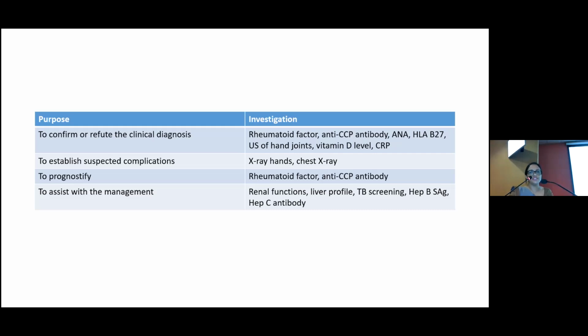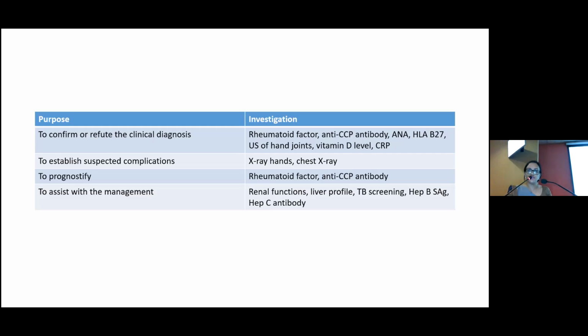To establish the suspected complications, you can do an X-ray of the hands to see whether there are erosions already set in. And given that this is an inflammatory arthritis, mind you, she didn't have any lung palpitations. However, you could choose to do a chest X-ray because these are what my HOs are doing nowadays. And to prognosticate, you can think about doing a rheumatoid factor and anti-CCP antibody, because if these are positive, very likely that this patient is going to evolve into a full-blown rheumatoid arthritis.